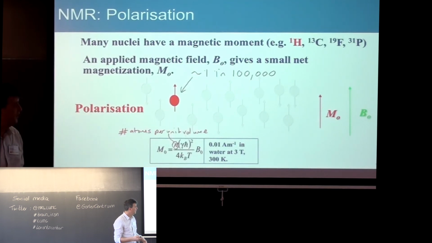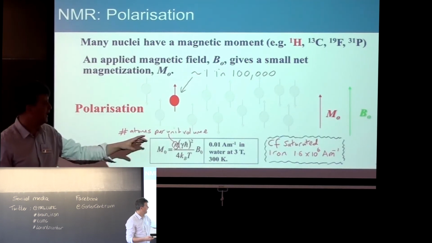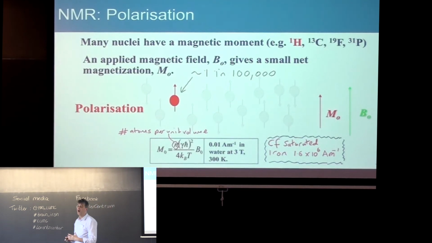What does that mean? Well, if you compare that with something like saturated iron, that has a magnetisation of about 2 million amps per metre. So that's a pretty tiny effect.